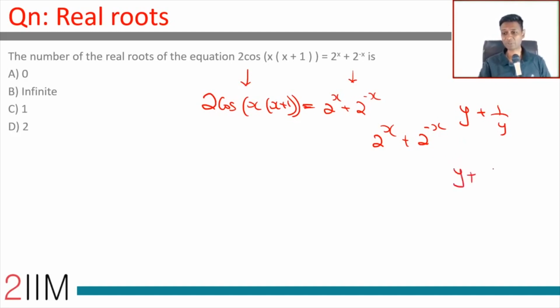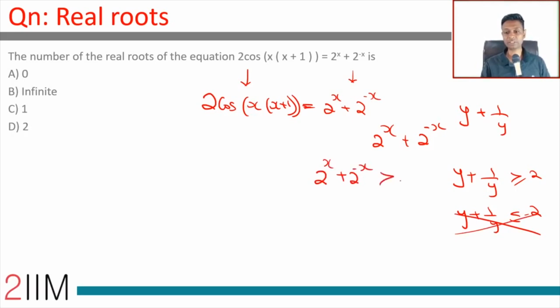Now, any expression of the form y plus 1 by y is either greater than or equal to 2, or y plus 1 by y is less than or equal to minus 2. Think about it: 3 plus 1 by 3, 5 plus 1 by 5, root 2 plus 1 by root 2. Y plus 1 by y will be 2 when y is 1, and minus 2 when y is minus 1. Here 2 power x cannot be negative, so we don't have to worry about that part. So 2 power x plus 2 power minus x is greater than or equal to 2.